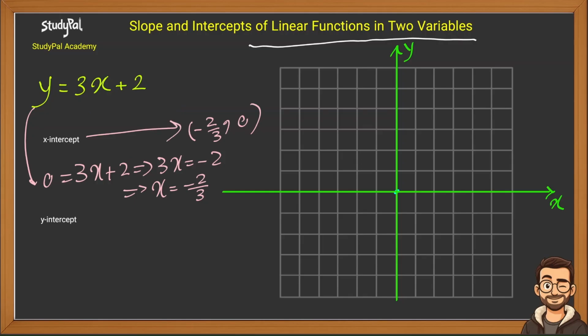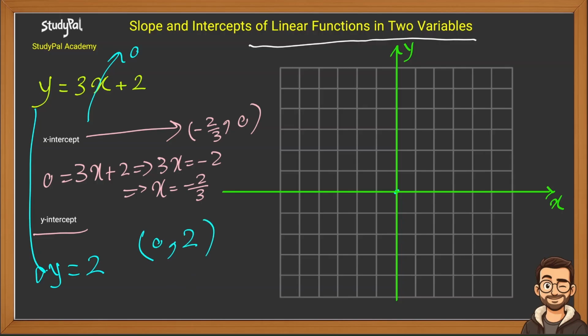Now let's move on to the y-intercept. How can we find that? We simply set x equals 0. So we get y equals 3 times 0, which is 0, plus 2. So now we have y equals 2. So the coordinate is 0 for x and 2 for y.